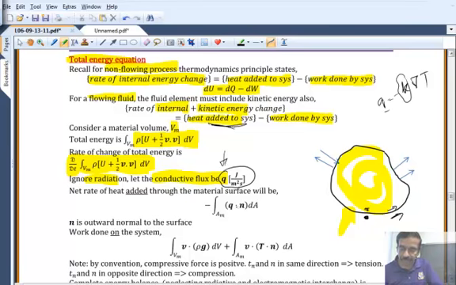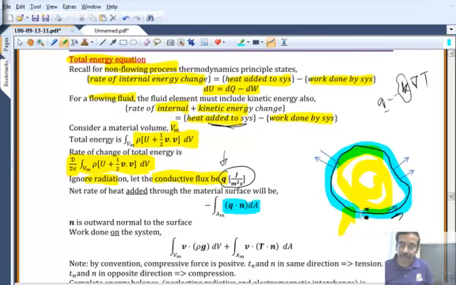Okay, and I have to evaluate that over the entire surface because it's a surface process. It's a surface phenomenon. It occurs over the entire surface of that material volume. Now here I have put some symbols.